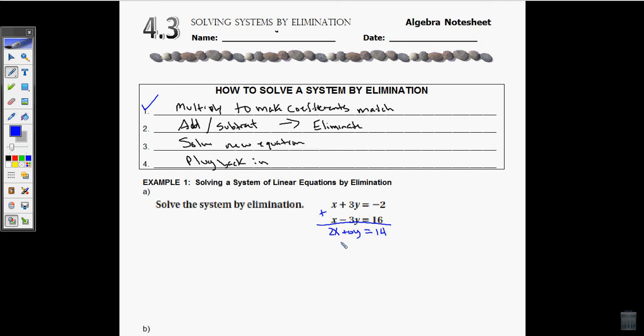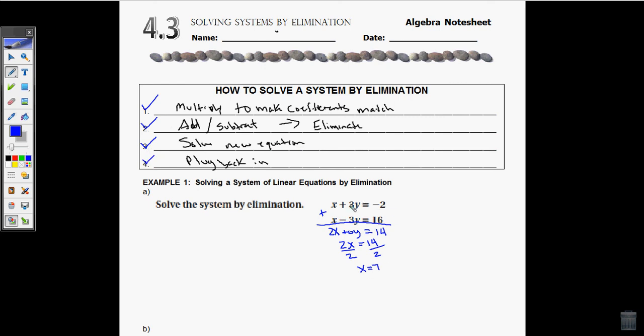So what do I have left? I essentially have an equation that says 2x equals 14 because the y's are now, quote unquote, eliminated. So 2x equals 14, I divide by 2, x equals 7. Am I done? No, I am not done. I have done step 2, I've added or subtracted. I have done step 3, solve the new equation. But I still have step 4, plug back in.